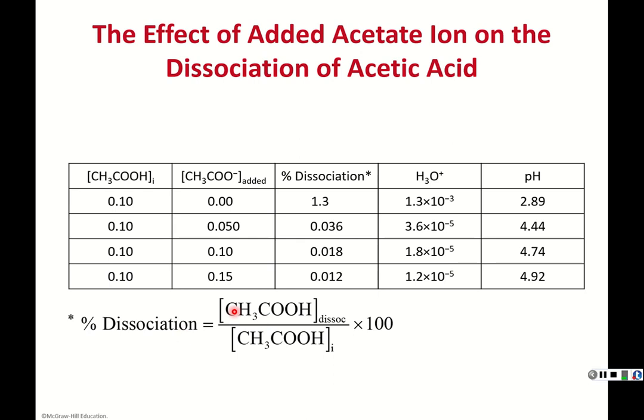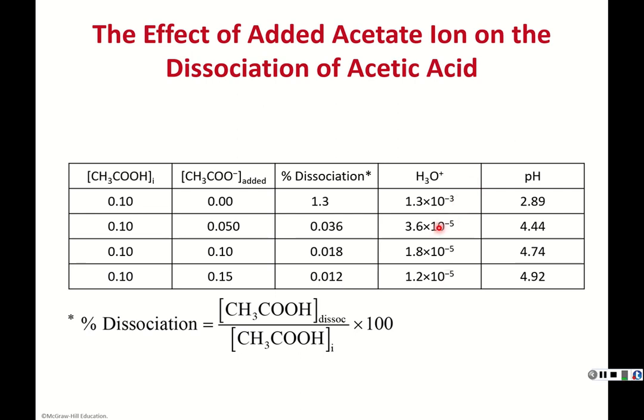And remember, we did this in a practice problem a few lectures ago. The percent dissociation is just how much of that weak acid dissociates, which you can calculate through an equilibrium expression with the Ka, divided by the starting amount of that times 100. So when you do that, if you don't have any acetate, you get 1.3% dissociation. If you add 0.05 molar, you get 0.036%. And as you increase this amount, the percent dissociation is decreasing.